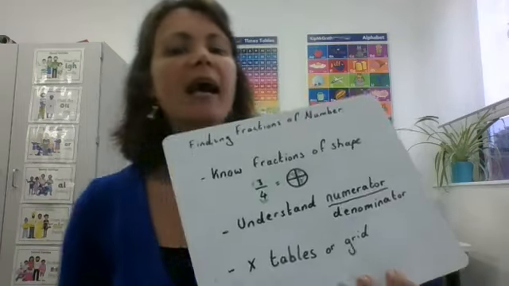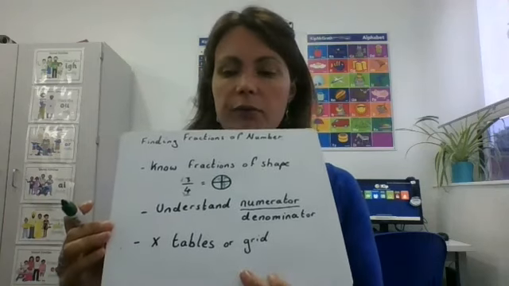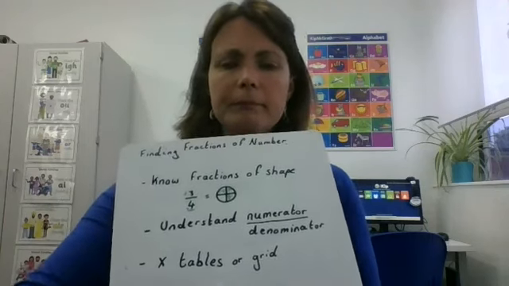And then the last thing that's useful to know is times tables. They do speed things up a lot. Having said that, if I've got a child that doesn't know the tables but is ready for this, then I'll give them a times table grid like this one, or the one on the wall behind me, so they can use that.